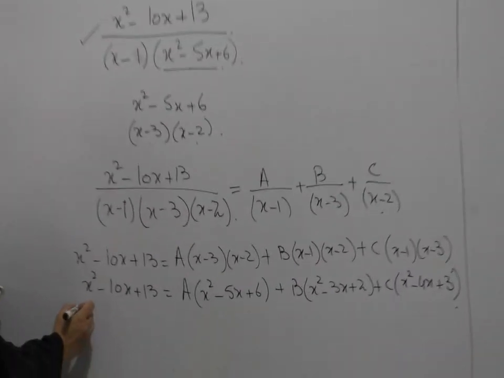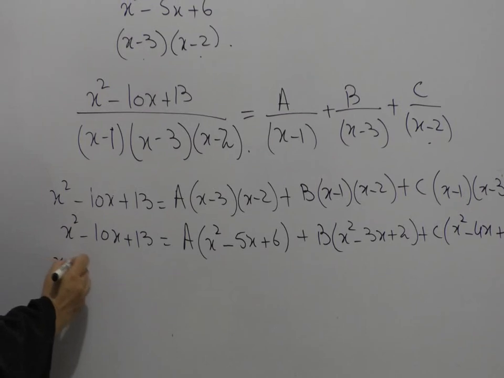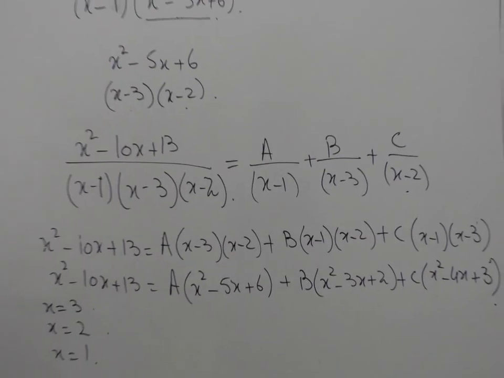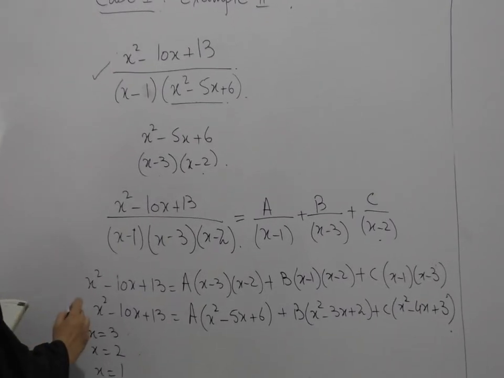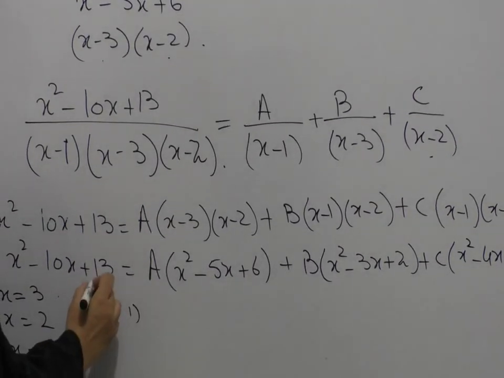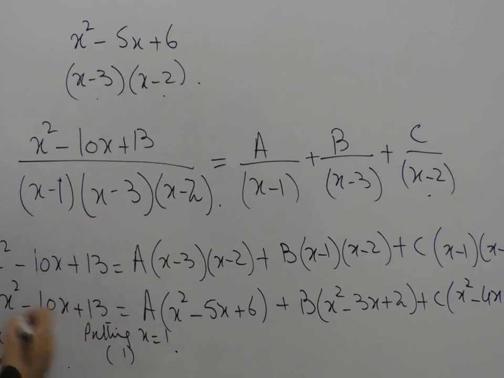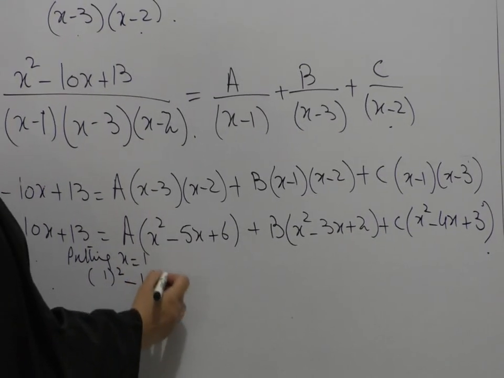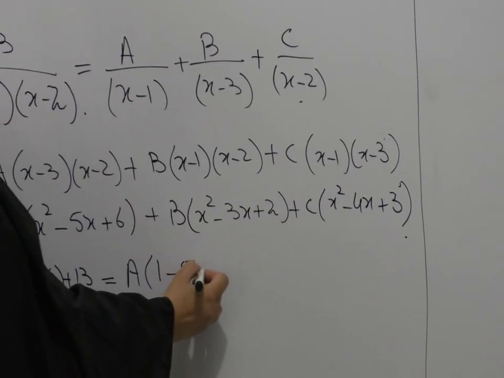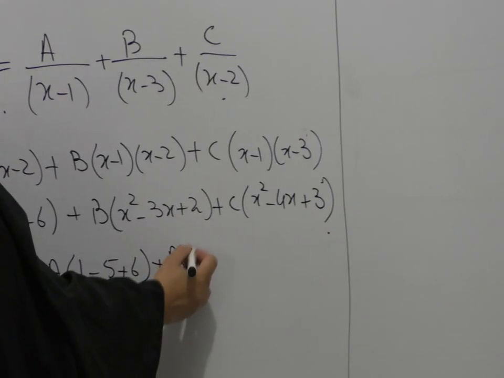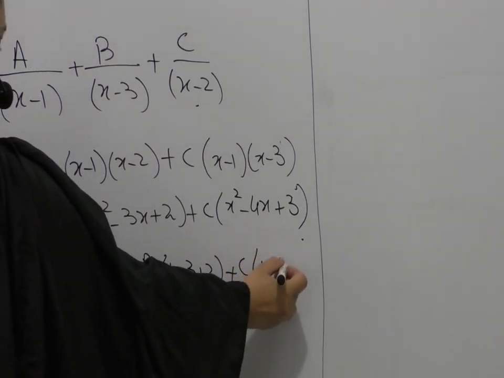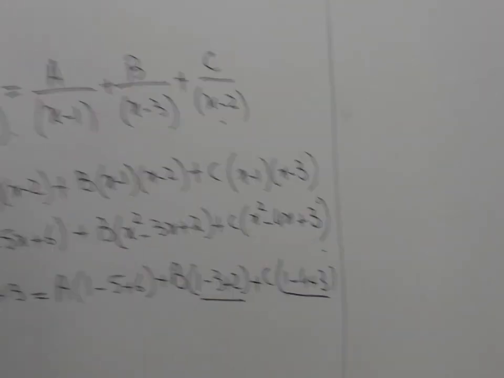Now again, put the values of x: when x is equal to 3, when x is equal to 2, and x is equal to 1, one by one we put these values in this equation. So when x is equal to 1, it becomes 1 whole square minus 10 into 1 plus 13 is equal to a into 1 minus 5 plus 6, second factor 1 minus 3 plus 2, plus c, 1 minus 4 plus 3. Look, these two become 0.